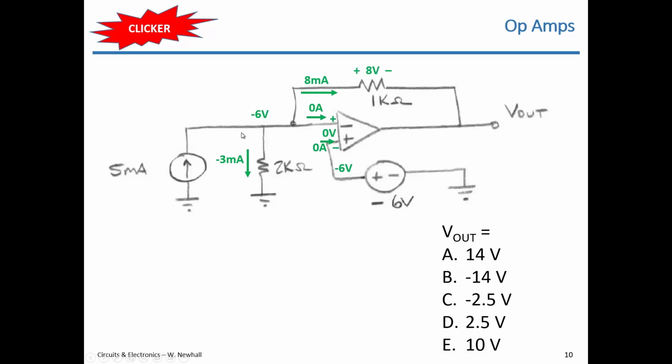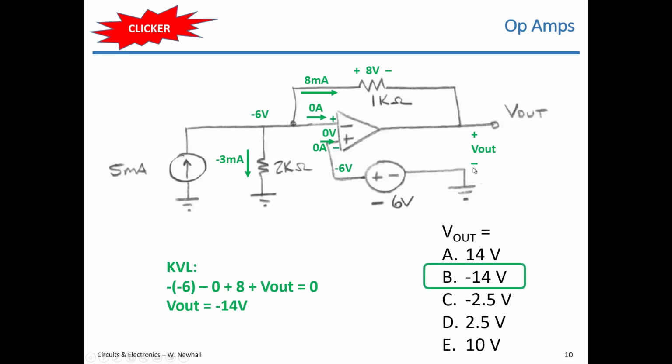So I've figured out a lot of different values around this circuit. V out, if I write the polarity of V out, it's between this V out node and ground. Okay, so then I think I have enough information here to write a Kirchhoff's voltage law equation. Let's say start here, I could say minus negative 6, minus 0, plus 8, plus V out equals 0, right? So minus negative 6, minus 0, plus 8, plus V out equals 0. So V out is then negative 14 volts. Okay.